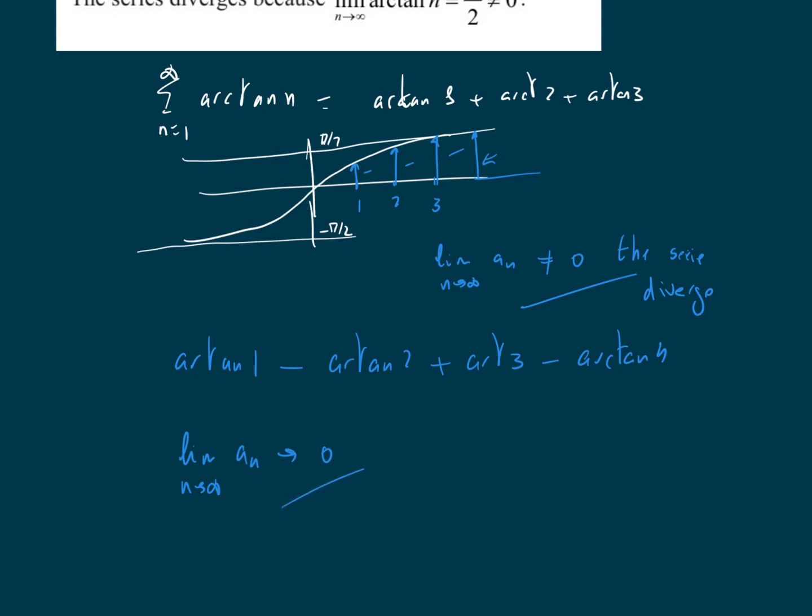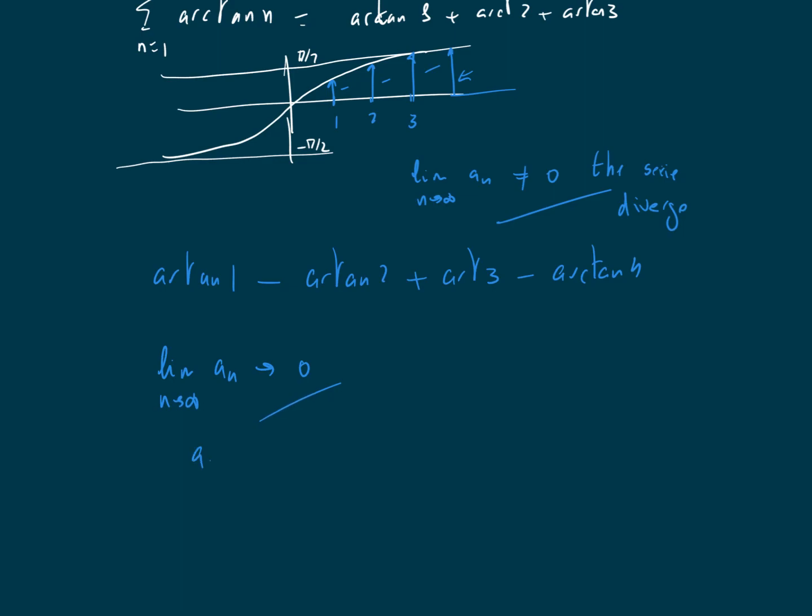be 0. Also, the term a sub n plus 1 should be smaller than a sub n, but it's not true. None of the conditions are met, because arctangent of 2 should be smaller than arctangent of 1, but that is not what is happening. Arctangent of 3 has to be smaller than arctangent of 2, but this is not what is happening. So the alternating series diverges.